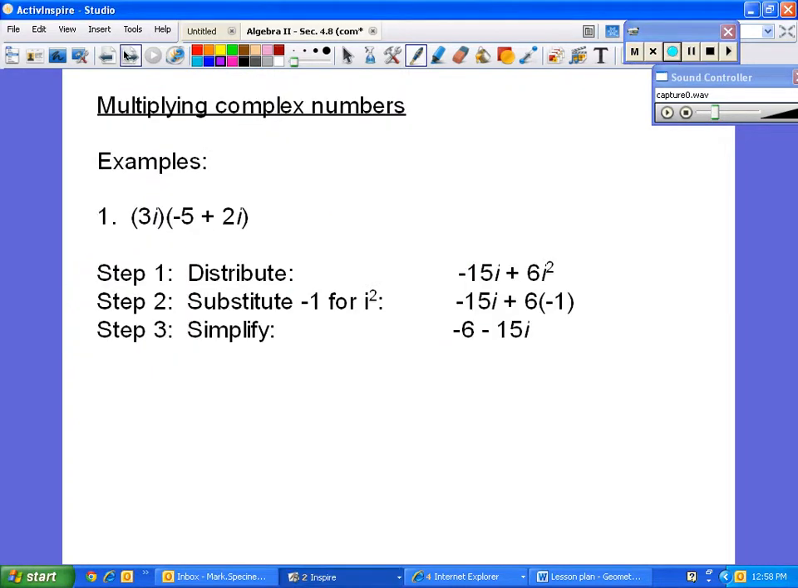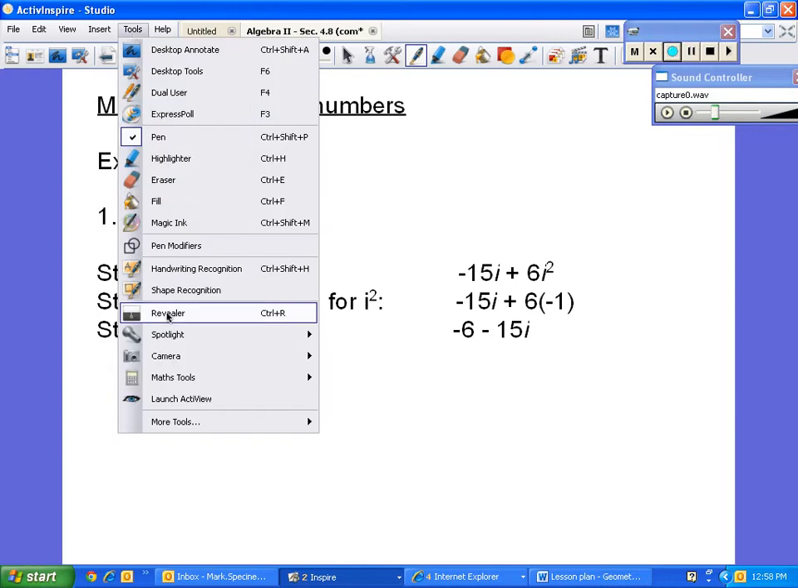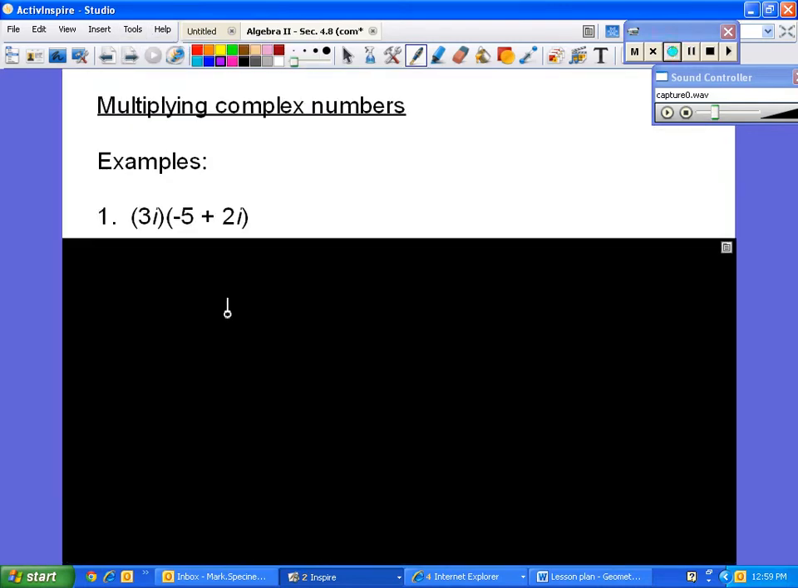Okay, so yesterday we added and subtracted complex numbers. Today we're going to multiply them and then divide them. I'm going to show you two different scenarios that you are going to encounter for multiplication.